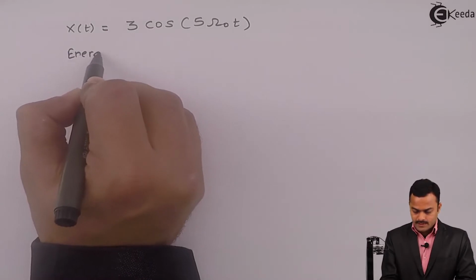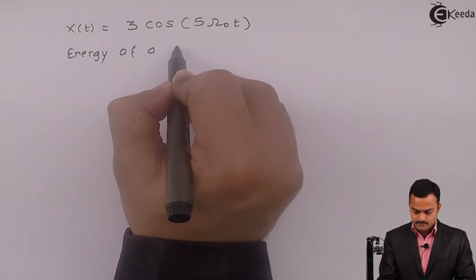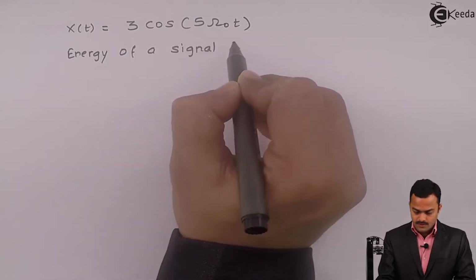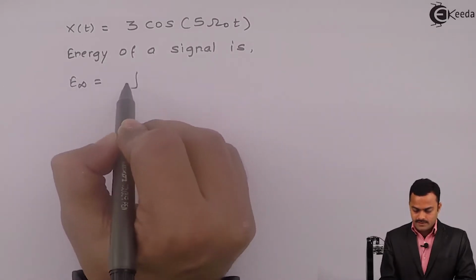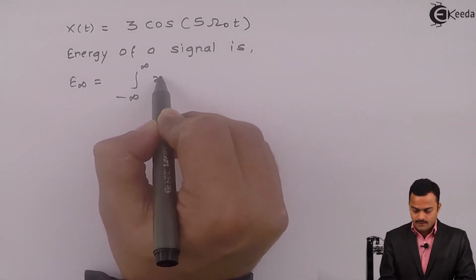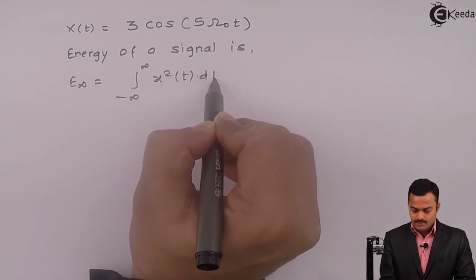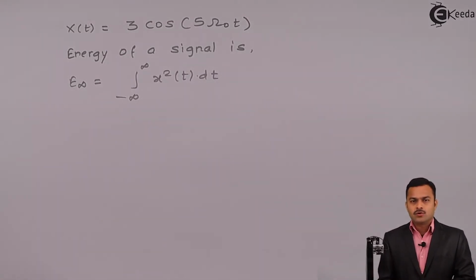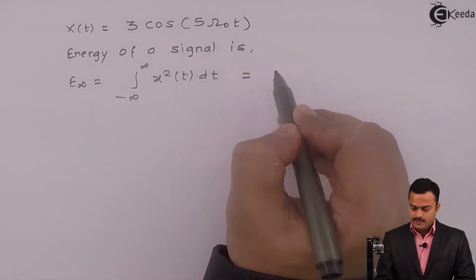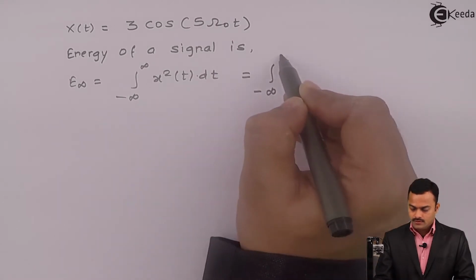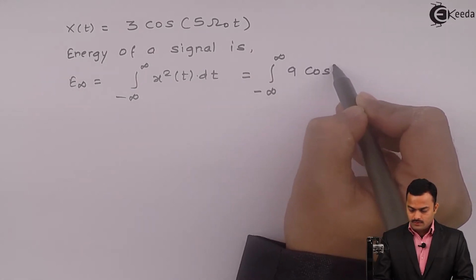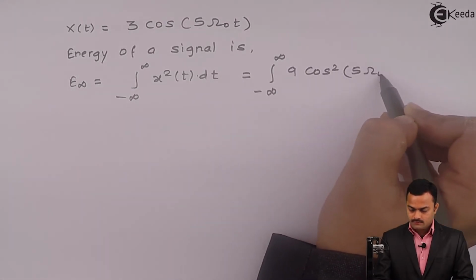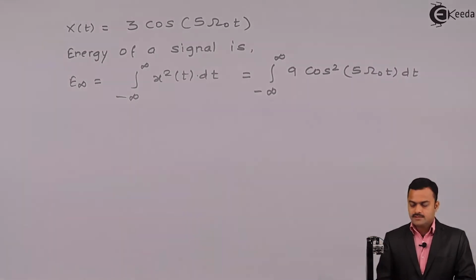The energy of any signal is given by E infinity equals the integral from minus infinity to infinity of x square t dt. Since there is no function which will limit the signal range, we need to find the integral over minus infinity to infinity. So if I square, I will get this signal.